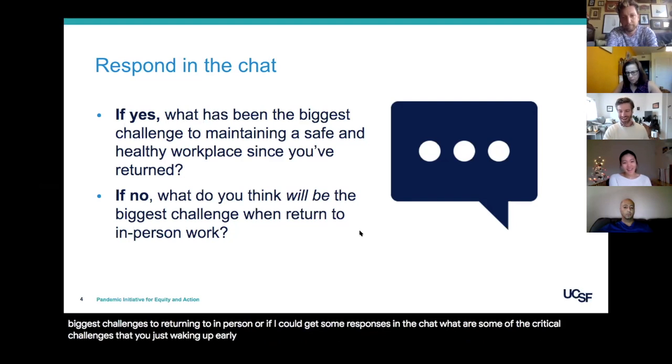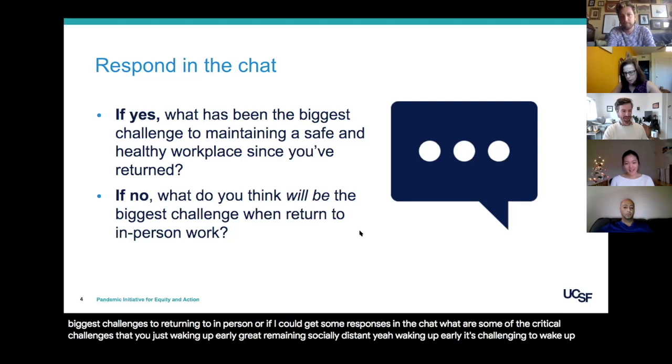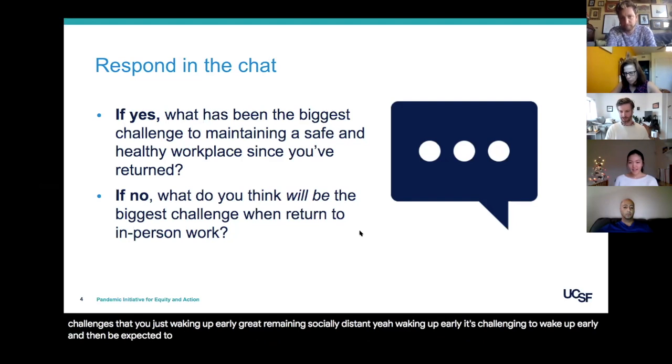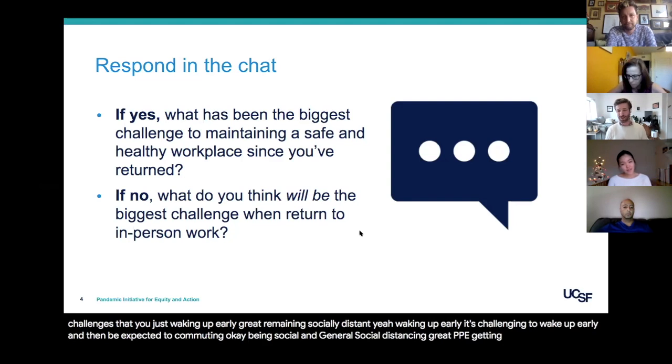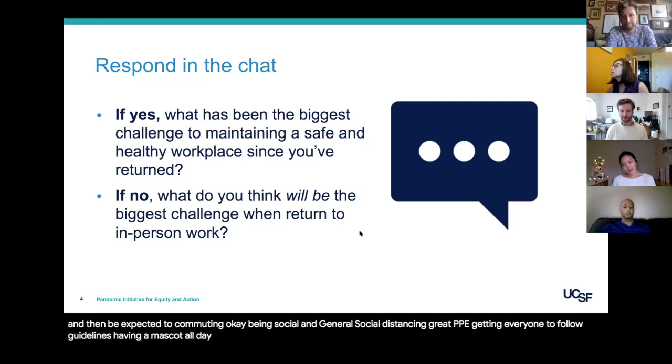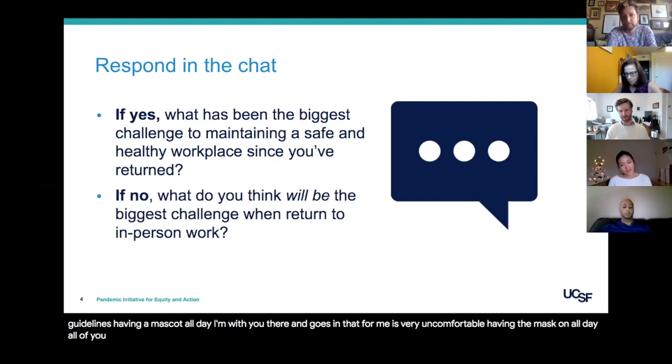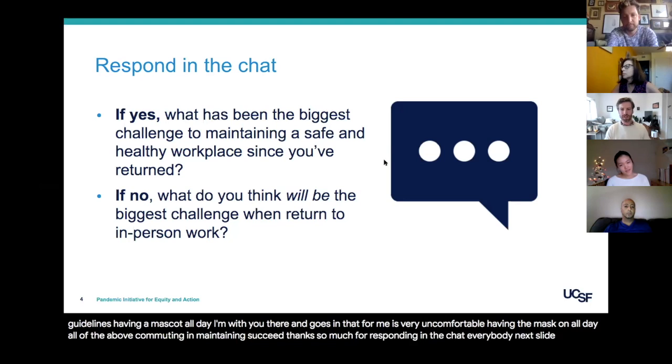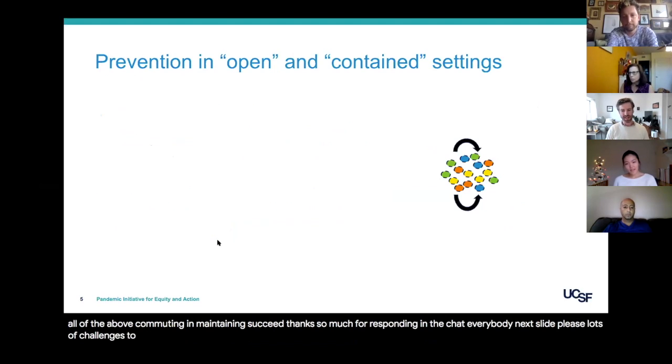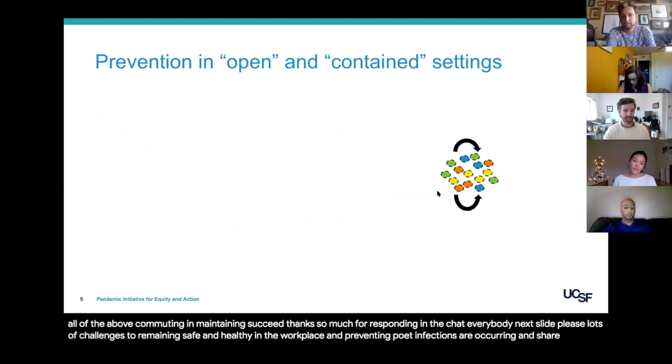Waking up early, great. Remaining socially distant. Yeah, waking up early, it's challenging to wake up early and then be expected to prevent COVID too when you go into the workplace so early in the morning. Commuting, okay, being social in general, social distancing, wearing PPE, getting everyone to follow guidelines, having a mask on all day. I'm with you there, that for me is very uncomfortable, having a mask on all day. All of the above, commuting, okay, maintaining 6 feet. Thanks so much for responding in the chat, everybody. Next slide, please. Lots of challenges to remaining safe and healthy in the workplace and preventing COVID infections from occurring in shared spaces. Next slide, please.